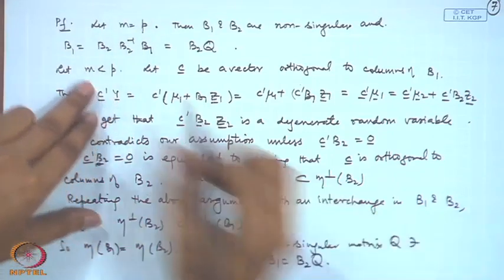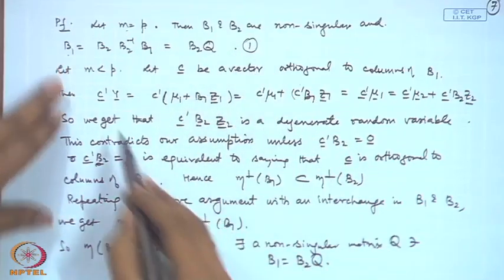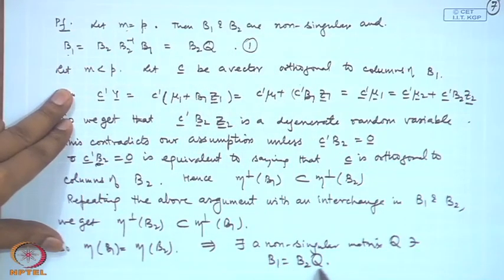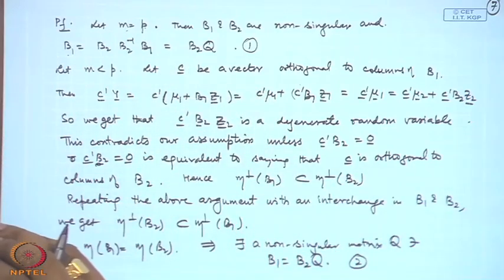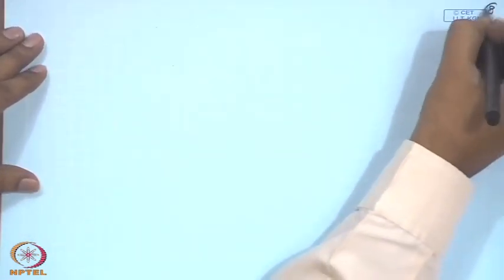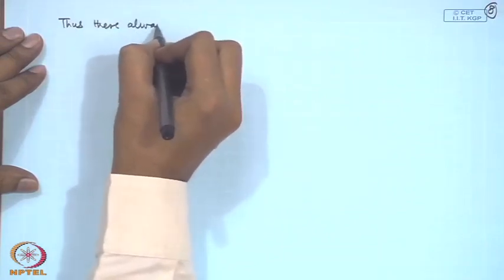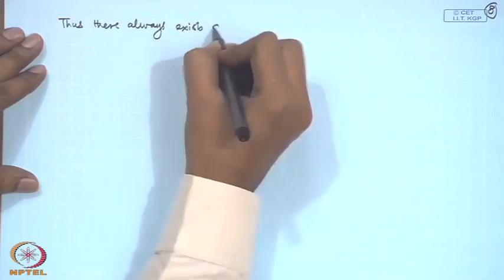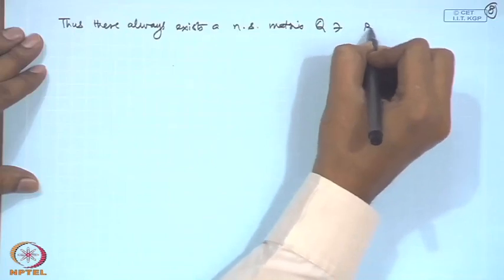So, I have written here, if M is equal to P, then I am able to write that B1 is equal to B2 Q, and if M is less than P, then also I am able to obtain a non-singular matrix Q such that B1 is equal to B2 Q. So, this 1 and 2 give that all the time there will be a non-singular matrix. Thus, there always exists a non-singular matrix Q such that B1 is equal to B2 Q.